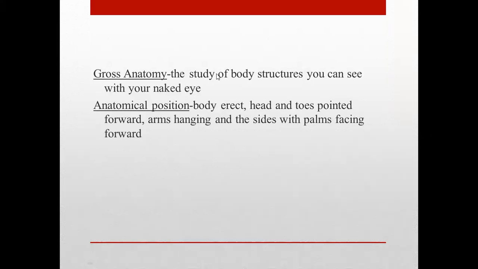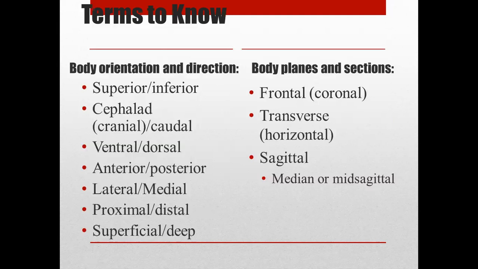So first definition we have is gross anatomy, which is the study of body structures you can see with your naked eyes. An anatomical position is when your body is erect, head and toes pointed forward, arms hanging by the sides, with palms facing forward. We are going to learn these terms, body orientation and direction: superior, inferior, cephalad, ventral, dorsal, anterior, posterior, lateral, medial, proximal, distal, superficial, deep.